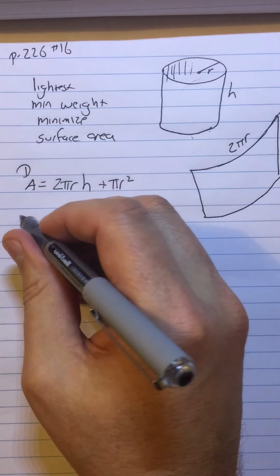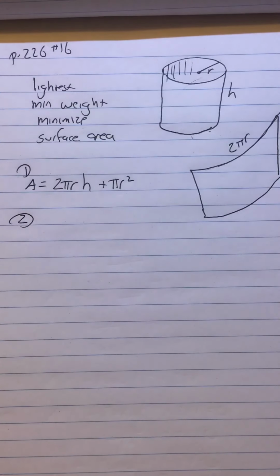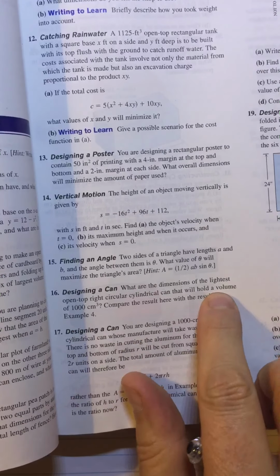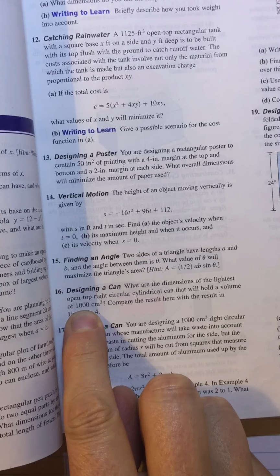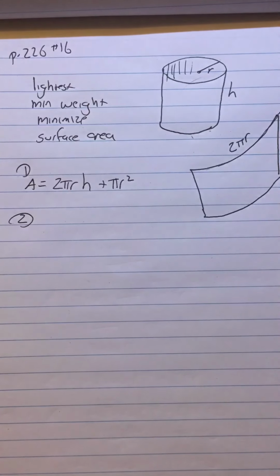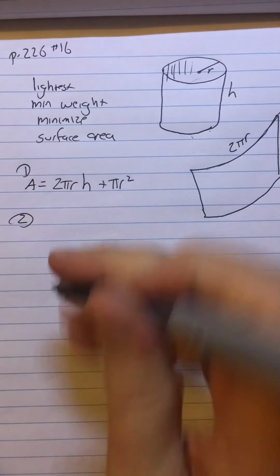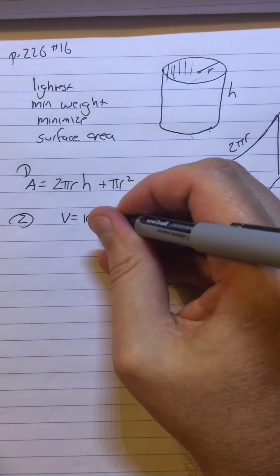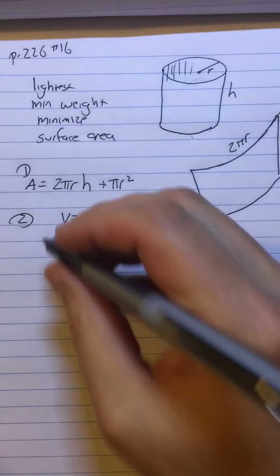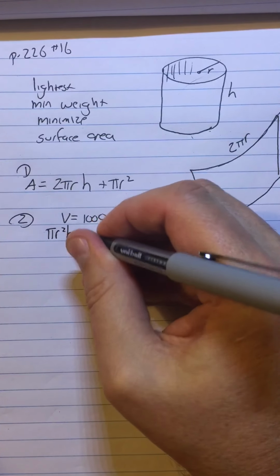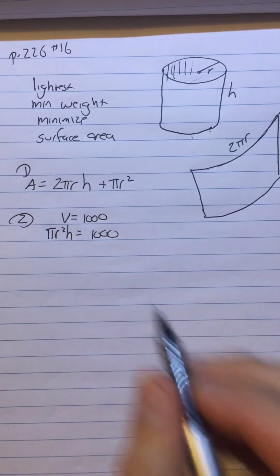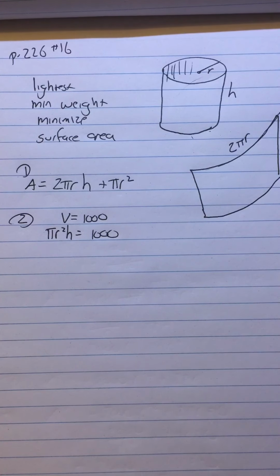All right, step 2, I need an equation relating the variables. Do I have that? The volume is 1,000 cubic centimeters. What can I do with that? The volume is pi r squared h. I know that for a cylinder. So here's an equation relating the two variables. It came from that volume statement.